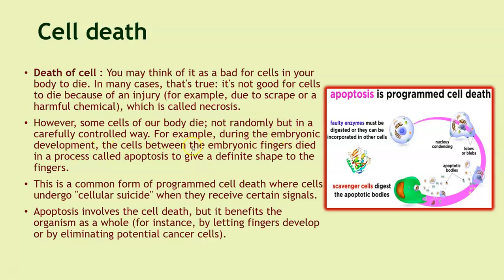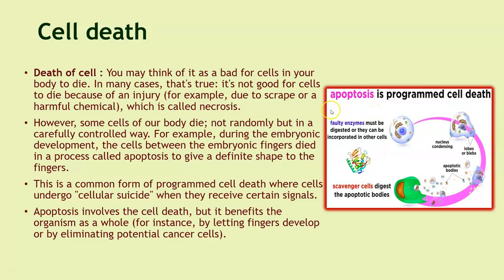For example, during embryonic development, the cells between the embryonic fingers die in a process called apoptosis to give a definite shape to the fingers. This is a common form of programmed cell death where cells undergo cellular suicide when they receive certain signals. Apoptosis involves cell death, but it benefits the organism as a whole, for instance, by letting fingers develop or by eliminating potential cancerous cells.